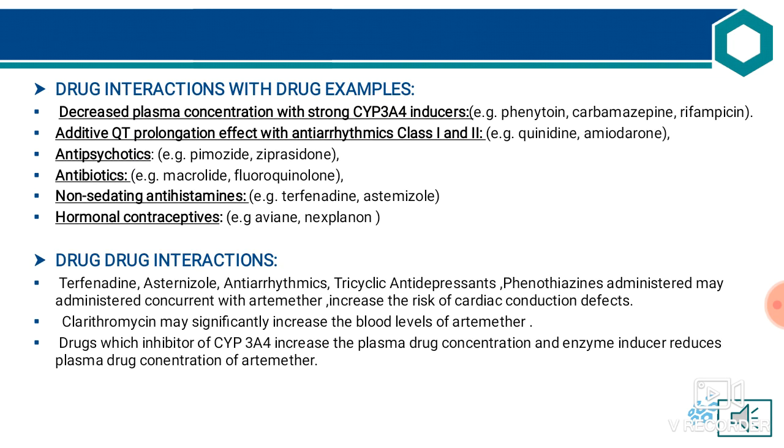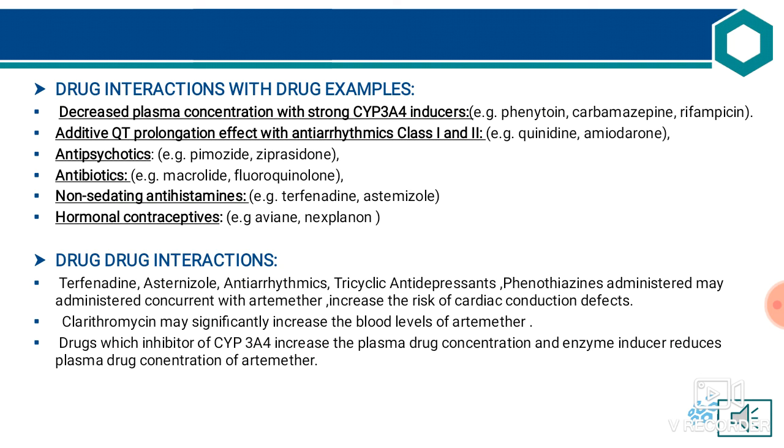Drug interactions with drug examples. Decreased plasma concentration with strong CYP3A4 inducers. Additive QT prolongation effect with antiarrhythmic class 1 and 3, antipsychotic, antibiotic, non-sedating antihistamine, and hormonal contraceptives. So these are the conditions in which lumefantrine and artemether cannot be given.